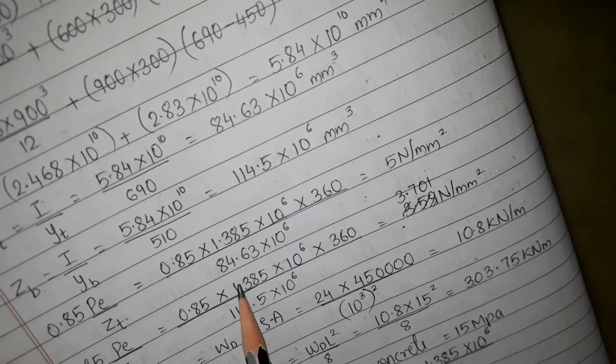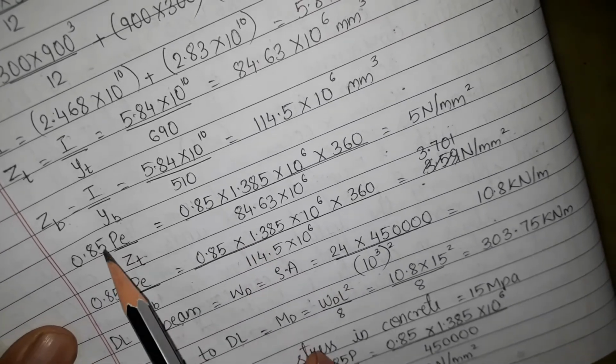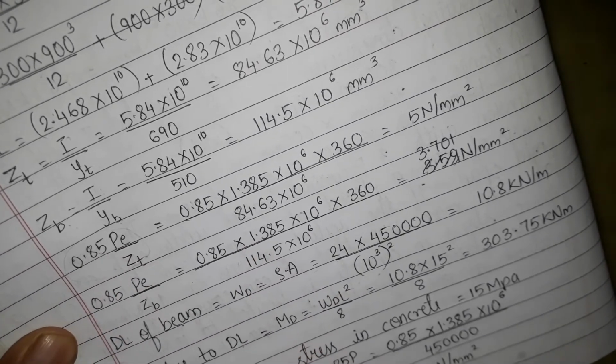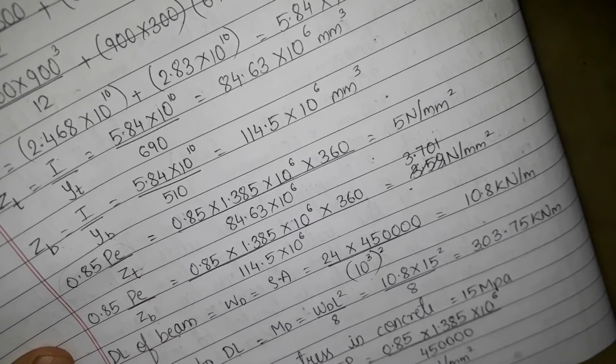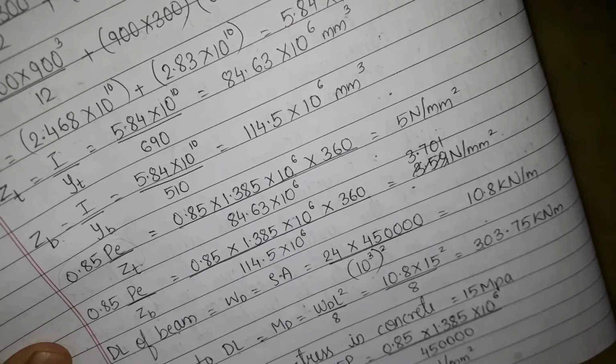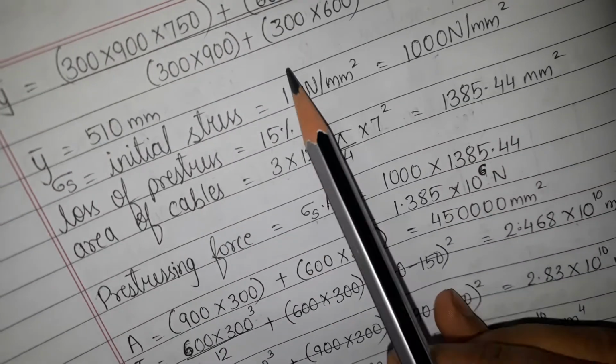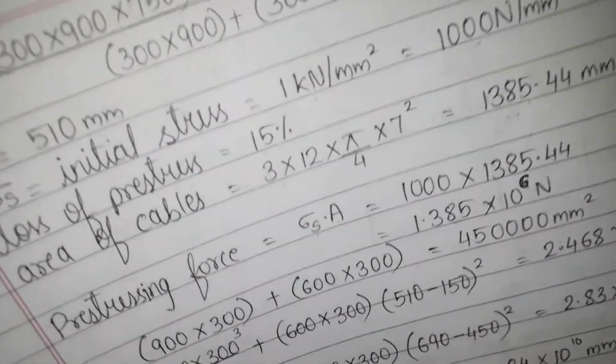Then the important part is here. This is very important. Okay, so that is P by ZT, P by ZB. But here there is a small change. Okay, they have given the loss is 15%. The loss is 15%. It is given.